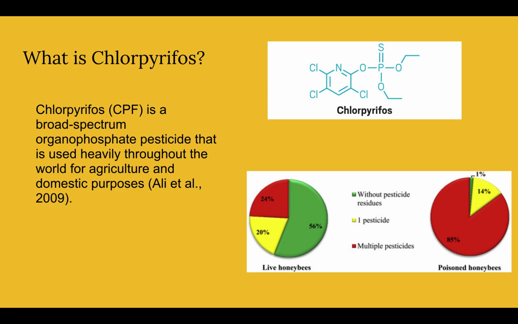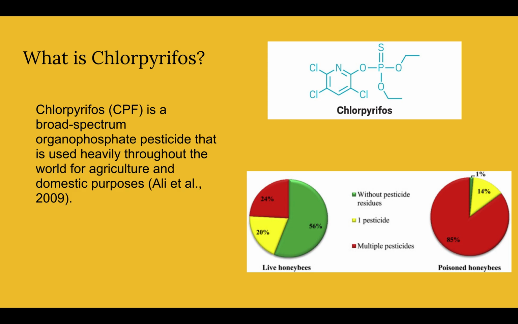So, what is chlorpyrifos? CPF is an insecticide that is widely used in American agriculture. It comes in several sprayable and granular forms and is used on a number of high acreage crops on which pollinators can forage. Some of these crops include tree nuts, alfalfa, corn, sunflowers, and almonds.